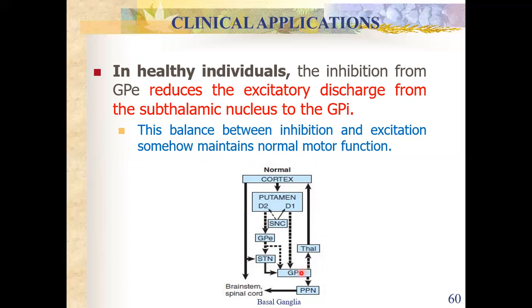And the GPI also has connections with the PPN, which synapses with motor areas in the brainstem and the spinal cord, which also control voluntary movement. So the balance between inhibition by the GPE and the excitation from the subthalamic nucleus to the GPI, and excitation via the thalamus to the cortex, maintains normal motor function.